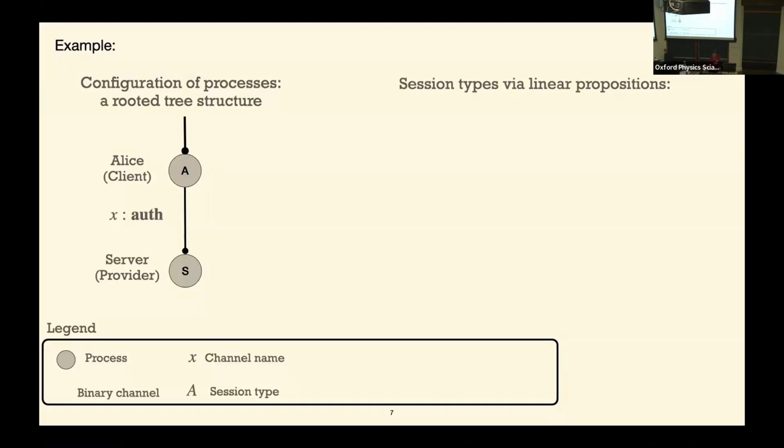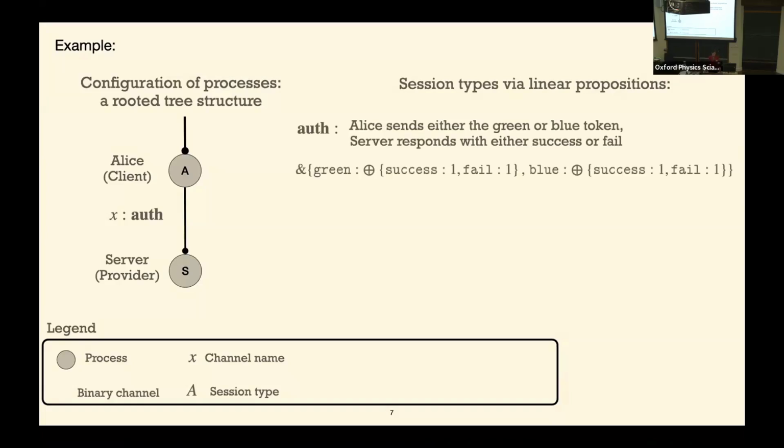Okay, so I want to make it simpler. Let's say that there are exactly two tokens in the world: either a blue token or a green token. So I can rewrite it like this: Alice sends either the green or the blue token, and then the server responds with either success or fail. If I want to write it with linear propositions, this would be our protocol.